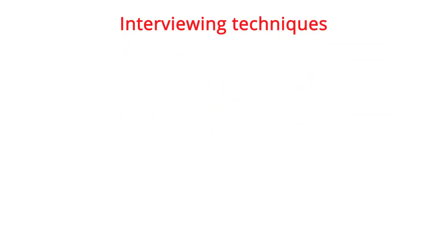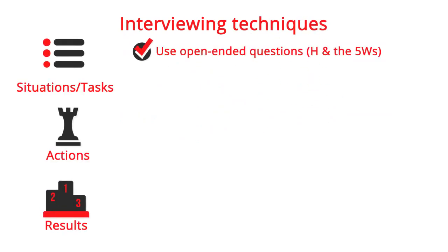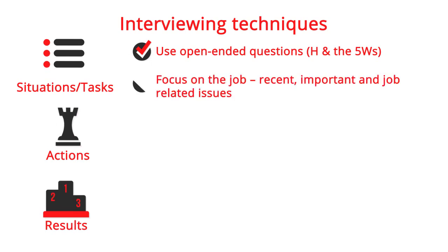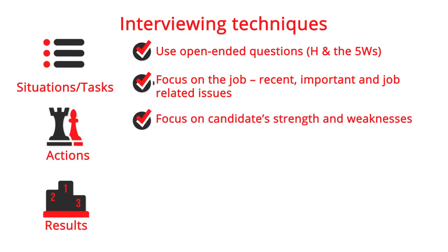So for the star, firstly, you have to use open-ended questions. And up there we have said H and 5 W's. I will explain that. You have to focus on the job. And by focusing on the job, we mean recent, important, and job-related issues. So when a candidate comes to you, focus on what they've done in the recent past. Don't focus on jobs they did 15 years ago. You also should focus on the candidate's strengths and weaknesses.